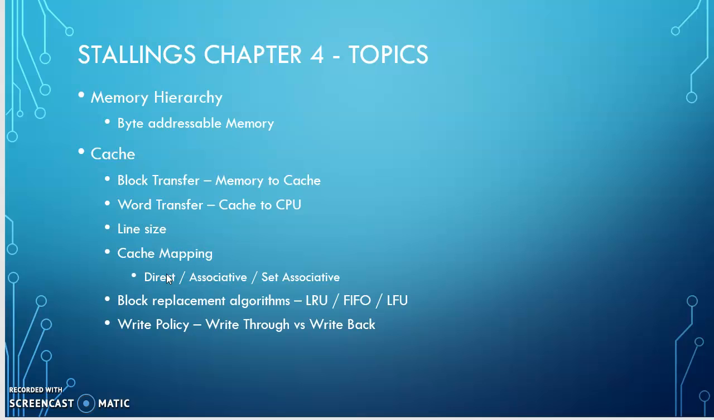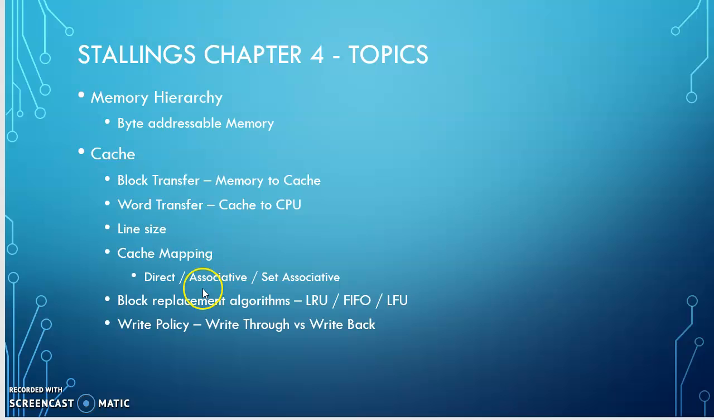What that other video is not going to get into, though it makes a reference to it, is block replacement algorithms. So let's say in direct mapping, the CPU looks in a particular line to see if the block is there. If the block isn't there, then there's no choice. That one has to be removed, and the next block comes in.